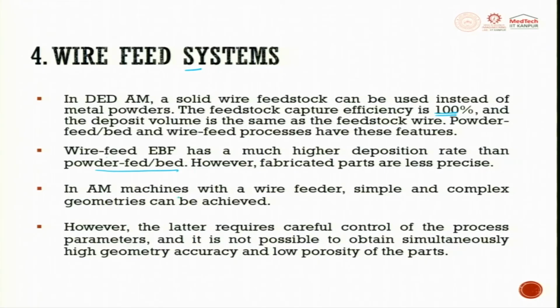In additive manufacturing, machines with wire feeder are simple and complex geometries can be easily achieved. However, the complex shape requires a careful control of the process parameters, and it is not possible to obtain simultaneously high geometric accuracy, with powder as a starting material and wire as a starting material. This is a very important point. So, please make a note.